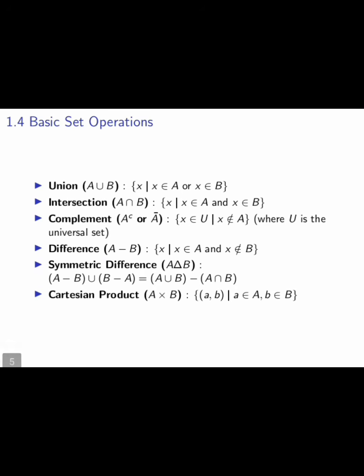Down to basic set operations. When we say basic set operations, we have the union, we have the intersection, we have the complement, we have the difference, we have symmetric difference, and we have what we call the Cartesian product. So union means that you are bringing everything together. Are you getting me? Union means you are bringing everything together.